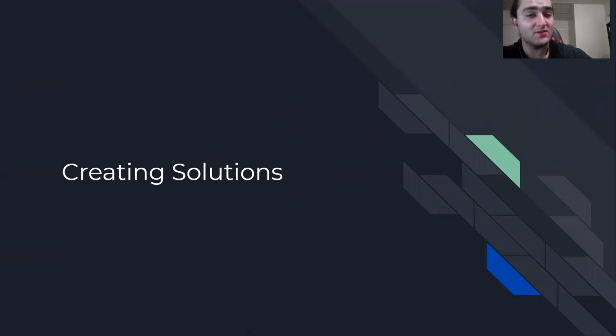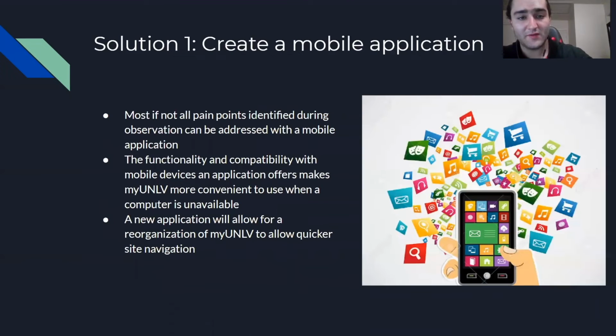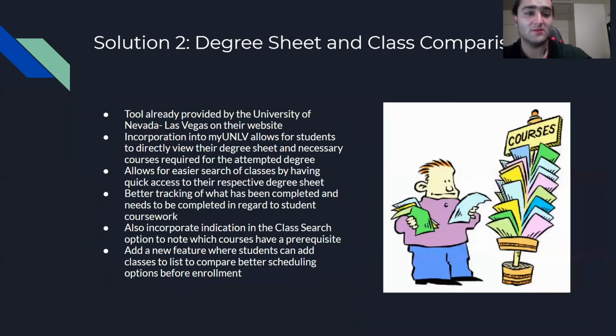We created some solutions based on these pain points. The first one, create a mobile application. A mobile application allows for the opportunity to reorganize MyUNLV. Its function and compatibility with mobile devices allows for an app to be a better option than the mobile browser. Most, if not all, of the pain points would be addressed with a mobile application. So it really comes down to being our priority and best solution.